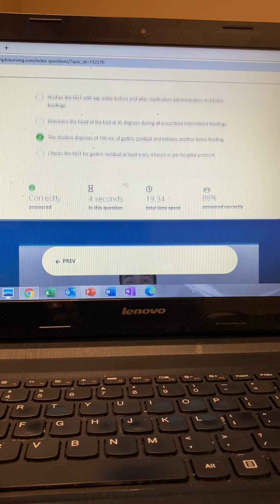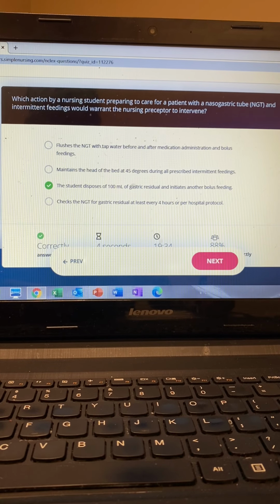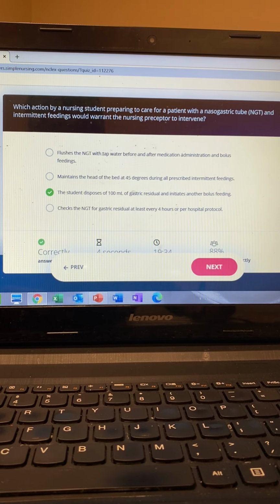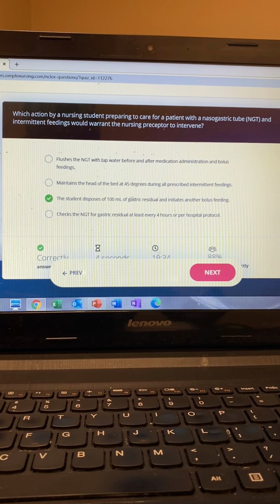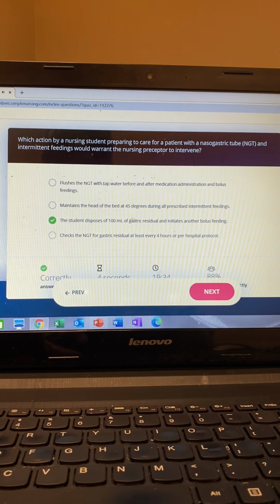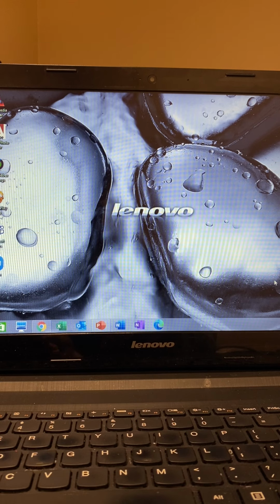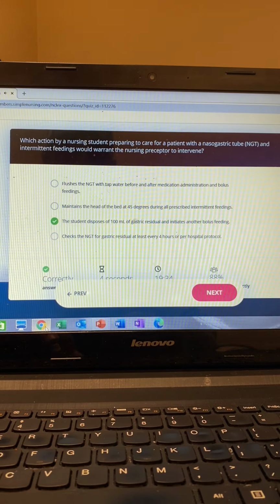Now, using our 3 steps, let's break this down. This question is asking for the incorrect action here. For the key problem, a nursing student is preparing to care for a patient with a nasogastric tube with intermittent feeding. So the biggest things we're thinking here are improper procedure, safety and errors. So the solution we're looking for is the actions that are wrong, that shouldn't be done.